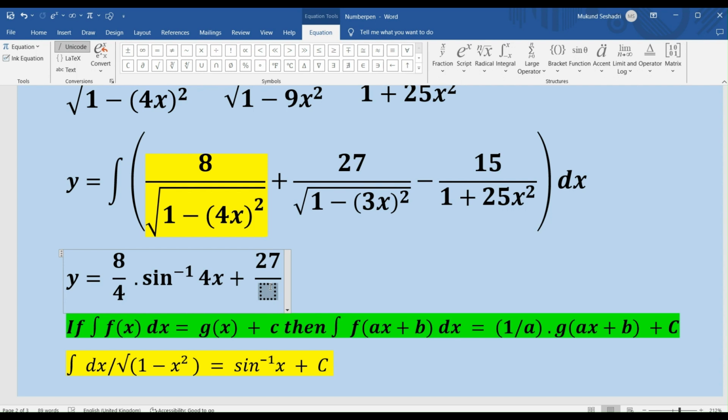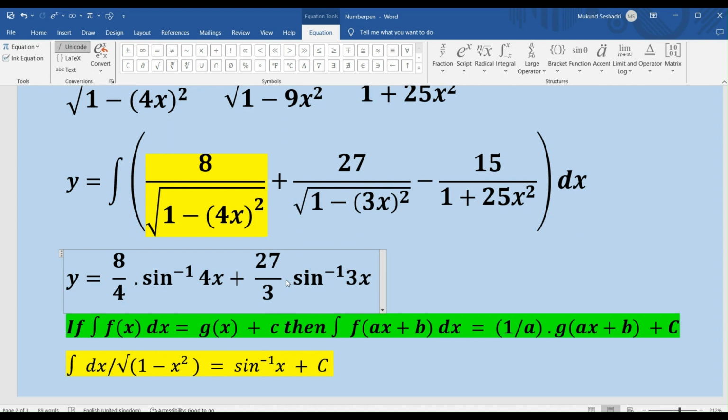Again, it is going to use the integral of dx divided by square root of 1 minus x square. In place of x, I have 3x. Therefore, my answer to this problem is 1 by 8 times, which means it is 1 by 3 times g of ax plus b, which is again nothing but my sine inverse of, this time it is 3x, right? So that's the answer to the second part of the problem.